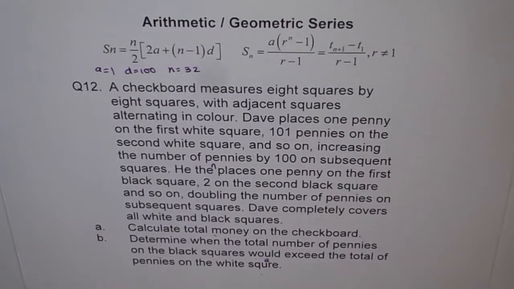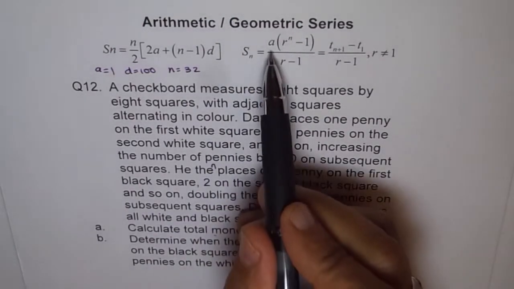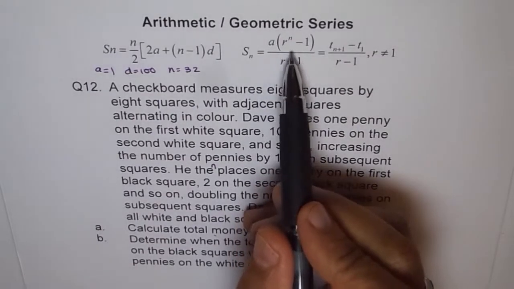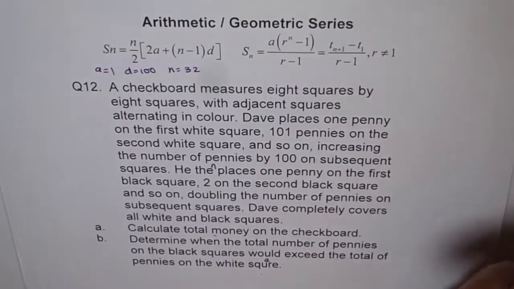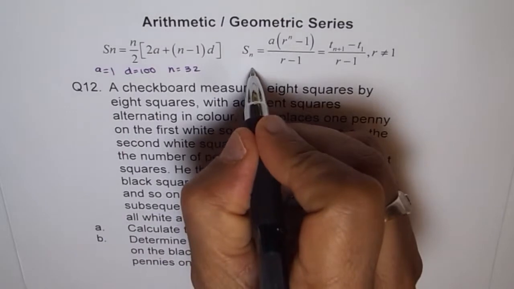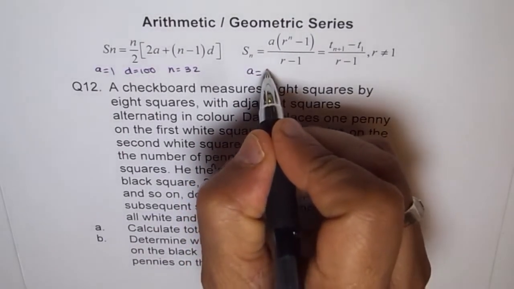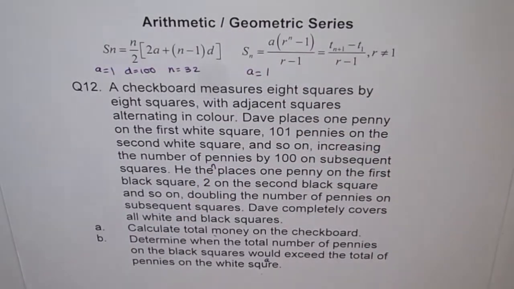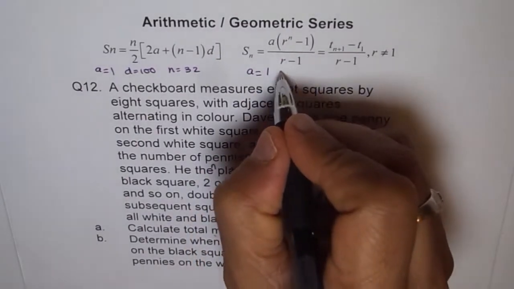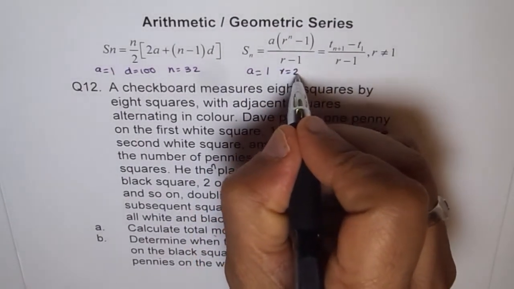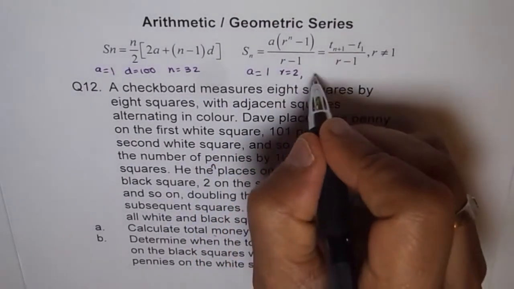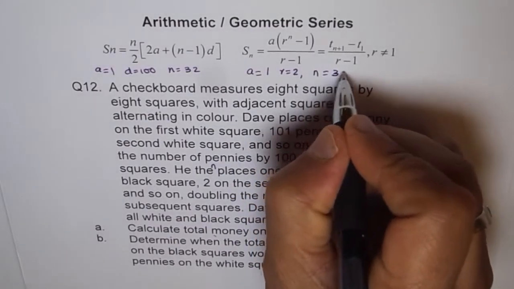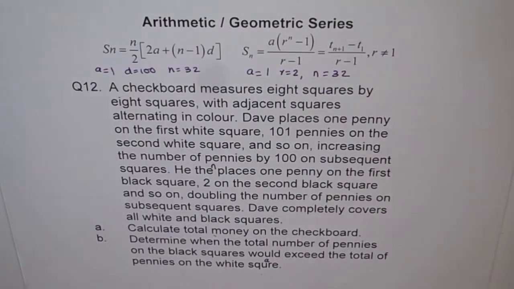For the geometric sequence, the formula is Sn equals A times r to the power of n minus 1, divided by r minus 1. And here, what is A? A is just 1 for you and r is 2. You're doubling each time, right? R equals 2 and n is 32. So when you plug these values in, then you can find the sum, right?